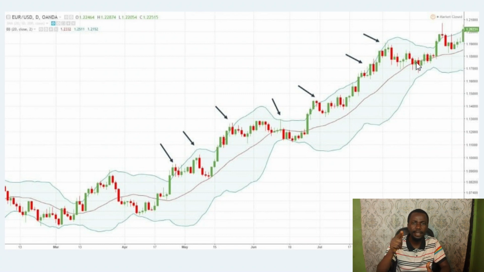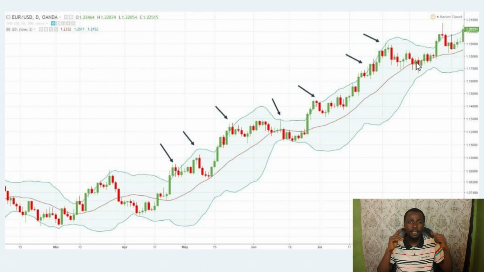Because like I said, during a ranging market you can simply sell at the upper band and then buy at the lower band, right? Because in a ranging market the upper band serves as the resistance level, while the lower band serves as the support level. So in a ranging market, when the price crosses the upper band of the Bollinger, it means the market has entered into an overbought condition, or the market has entered into a resistance level. So you are meant to sell.